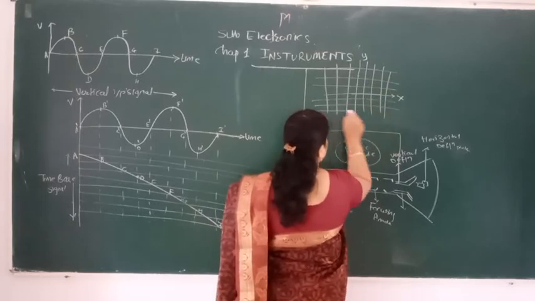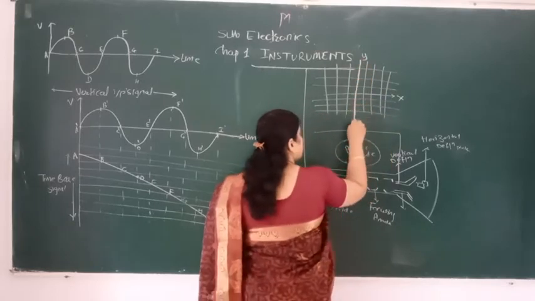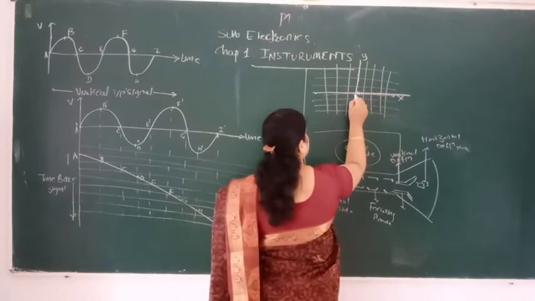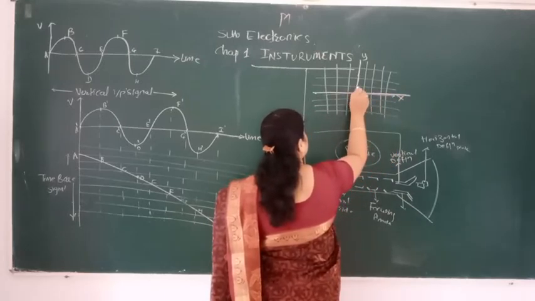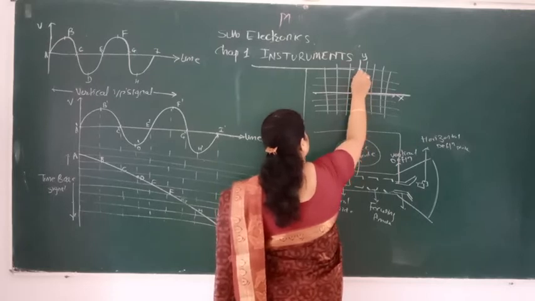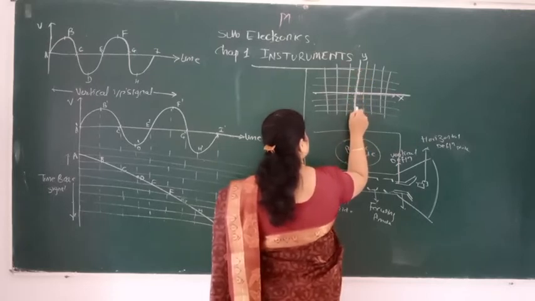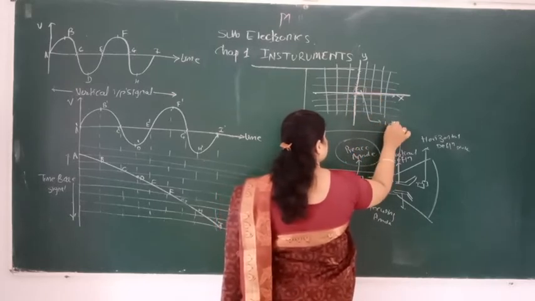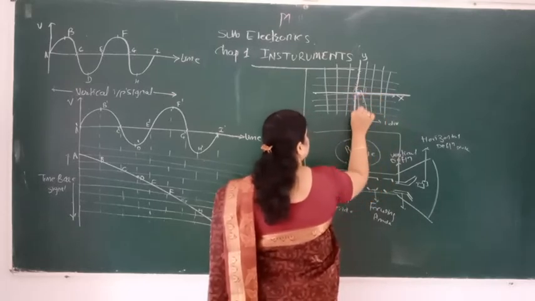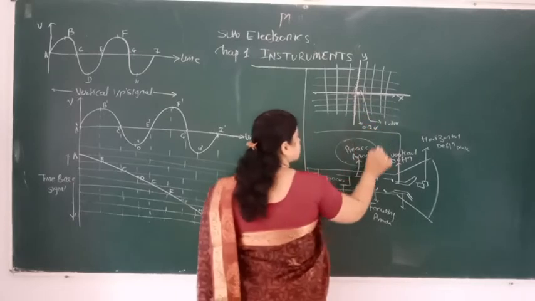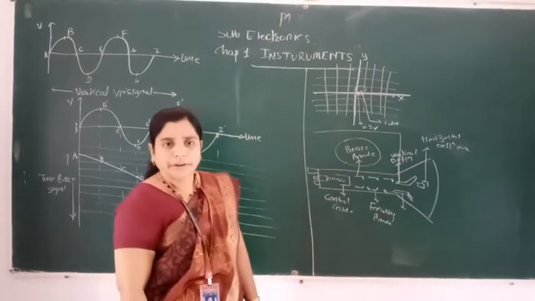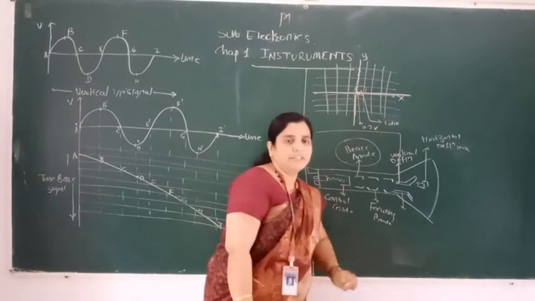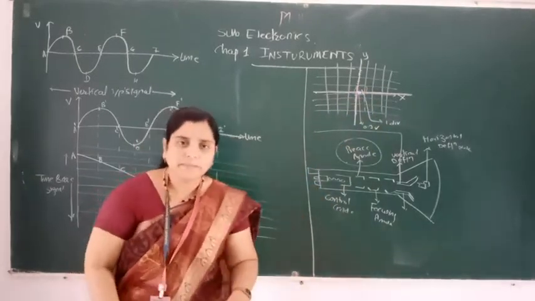You can observe like this. Suppose this is the Y plate and this is the X plate. There are four divisions, four lines are there, and this whole square is called one division, and this one line is of 0.2 volt. One line is of 0.2 volt, and one square is called one division. So you can observe the spot.